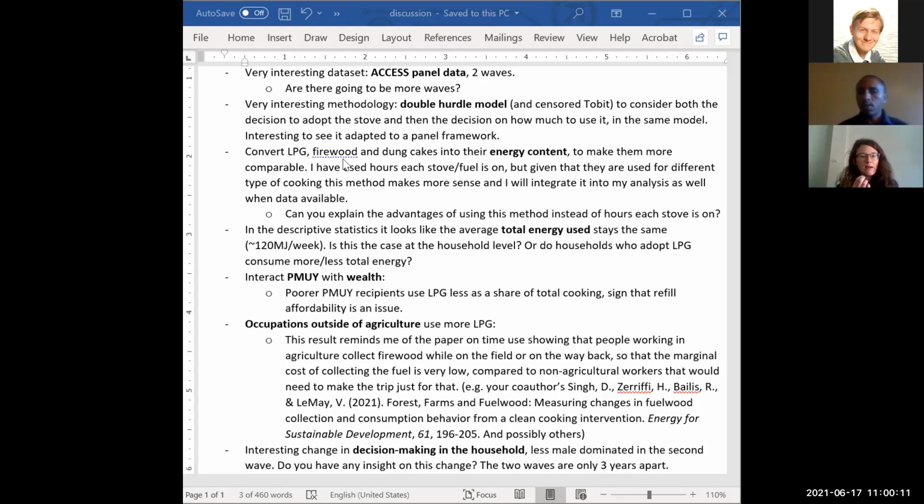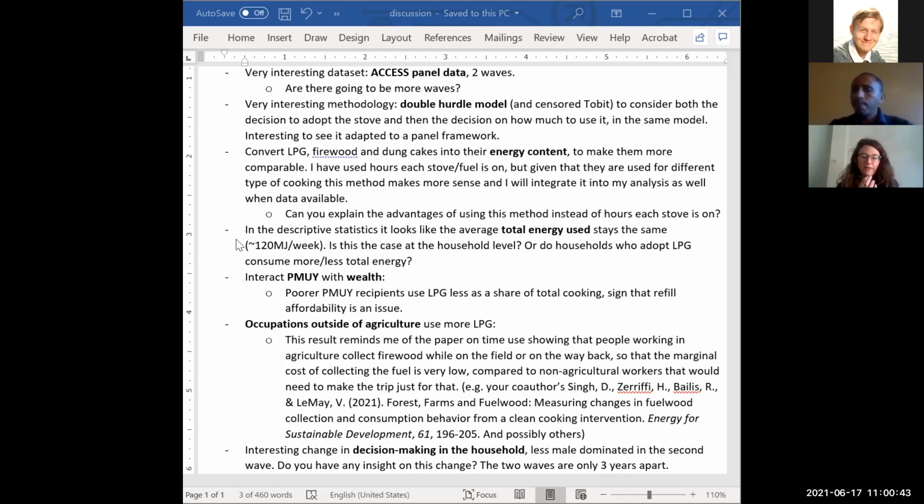And then, from the descriptive statistics, it looks like the total energy used by a household stays the same, at least on average. So if we sum the energy content of the LPG used and the energy content of the firewood used, the average is stable around 120 megajoules per week. So I was wondering if you looked at whether this is the case also at the household level, or whether households who adopt LPG then tend to consume more total energy or less total energy.